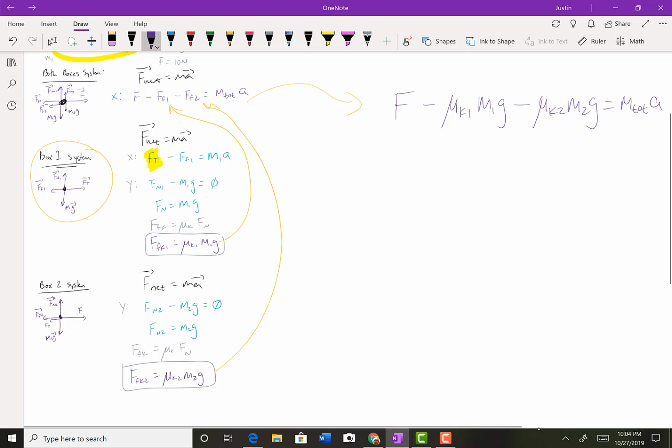And now I got everything, and I'm going to be able to solve for the acceleration. All I need to do is divide everything by the total mass. So that's going to be, let's see, F minus mu K1 M1G minus mu K2 M2G over the total mass equals the acceleration.